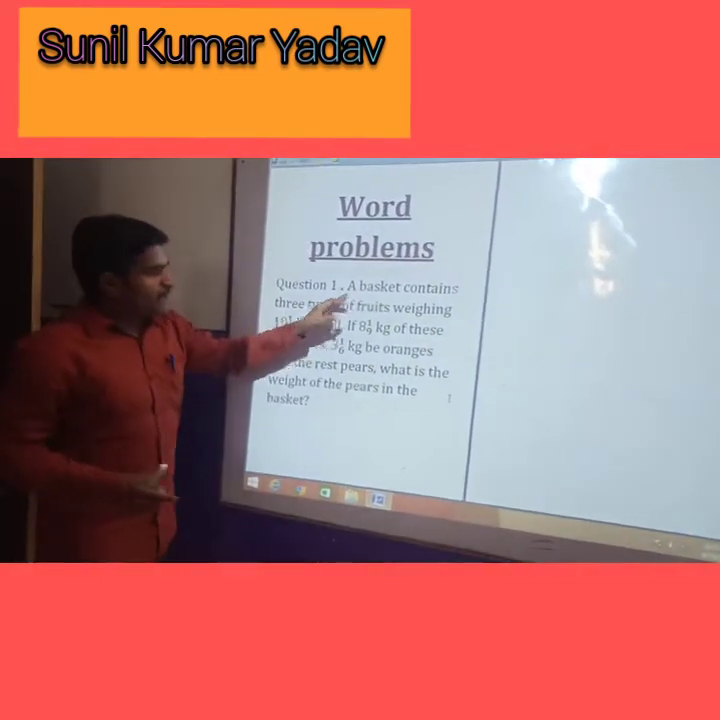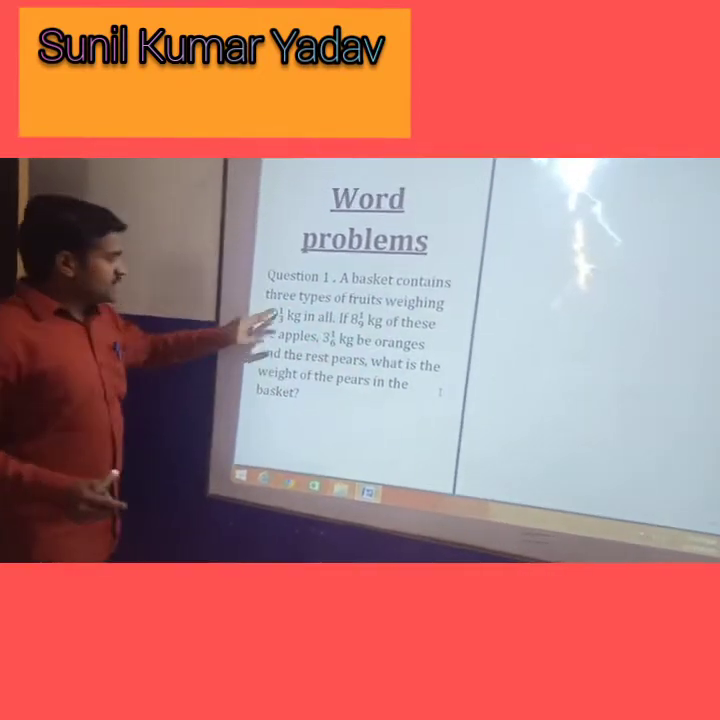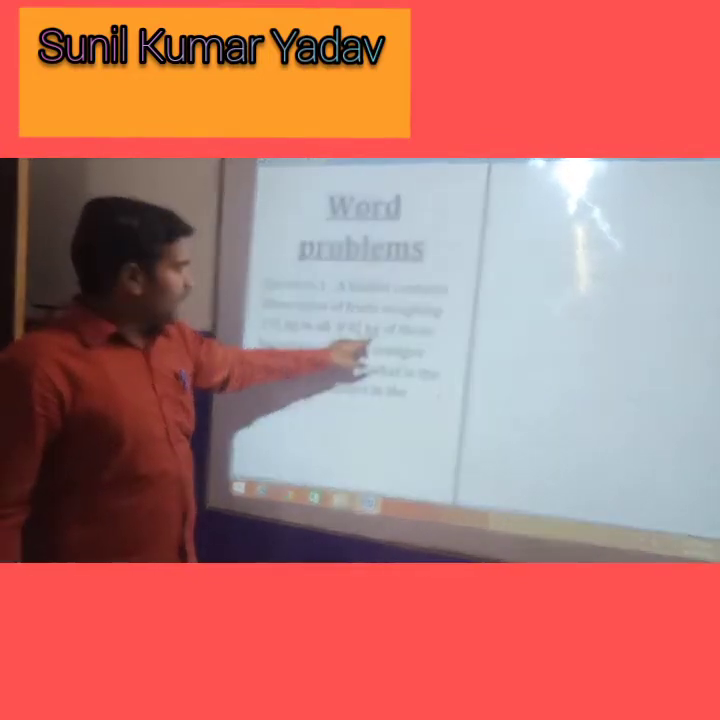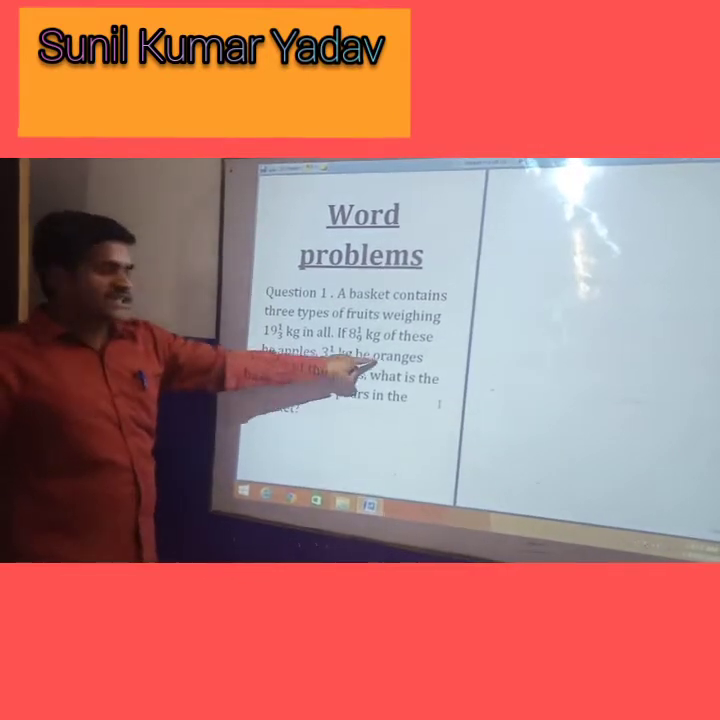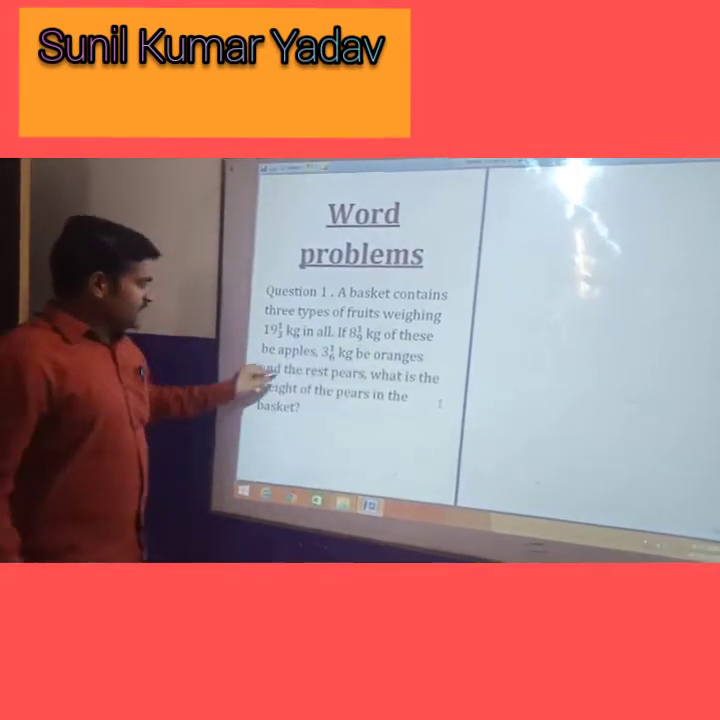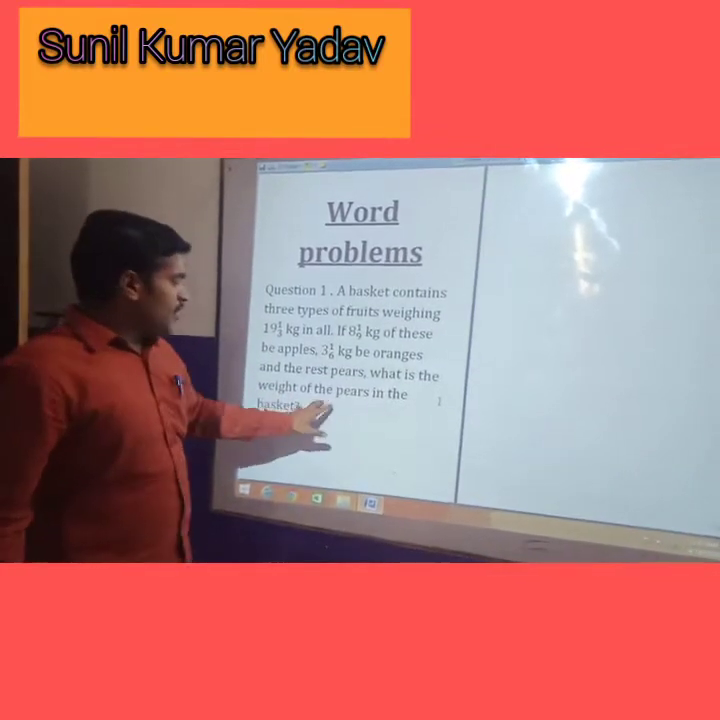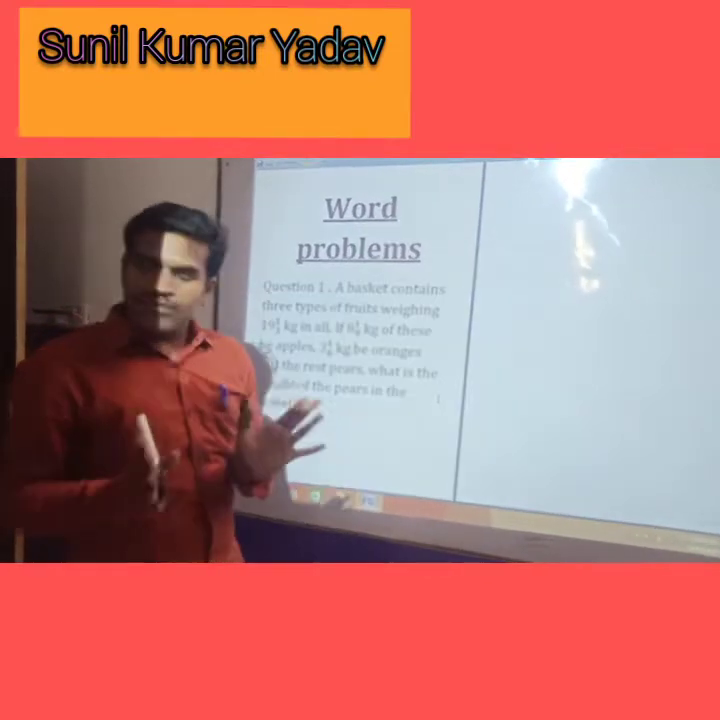First question: A basket contains 3 types of fruits weighing 19 and 1/3 kg in all. If 8 and 1/9 kg of these are apples, 3 and 1/6 kg are oranges, and the rest are pears, what is the weight of the pears in the basket? We have to find the weight of pears in the basket.